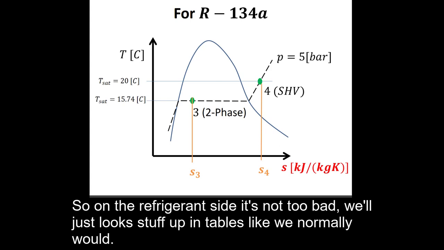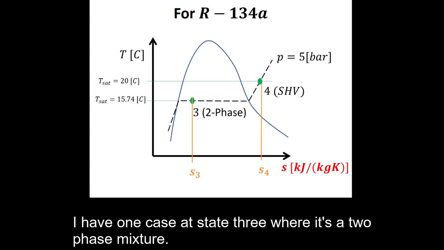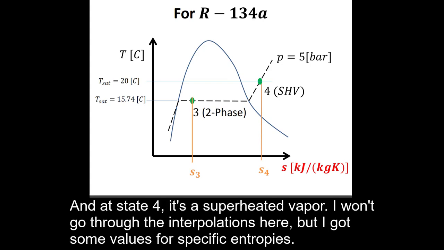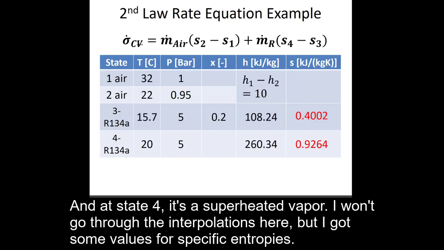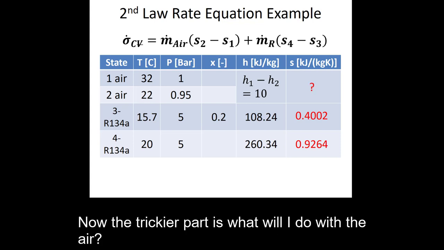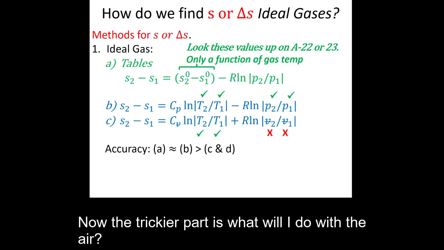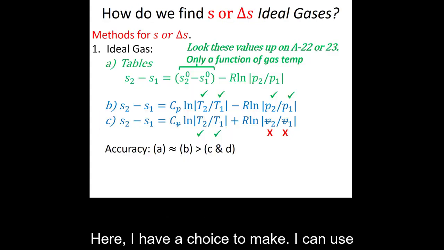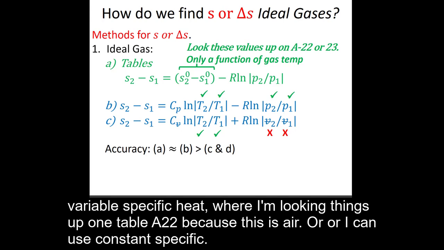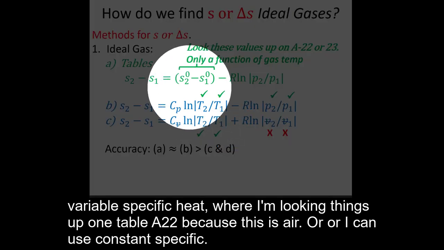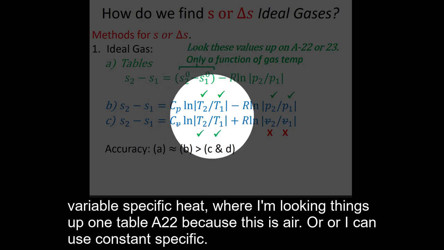So on the refrigerant side, it's not too bad. We'll just look stuff up in tables like we normally would. I have one case at state 3 where it's a two-phase mixture, and at state 4, it's a superheated vapor. I won't go through the interpolations here, but I got some values for specific entropies. Now the trickier part is, what do I do with the air? Here I have a choice to make. I can use variable specific heat, where I'm looking things up on table A22, because this is air, or I can use constant specific heat.